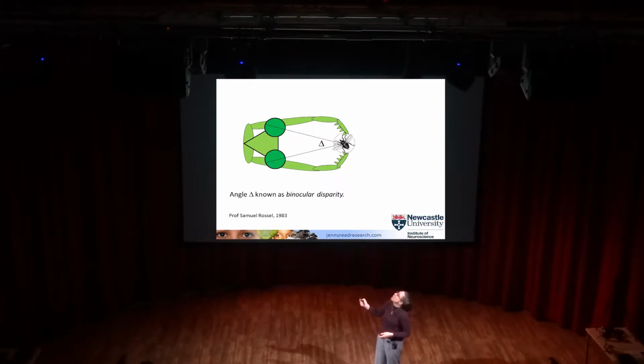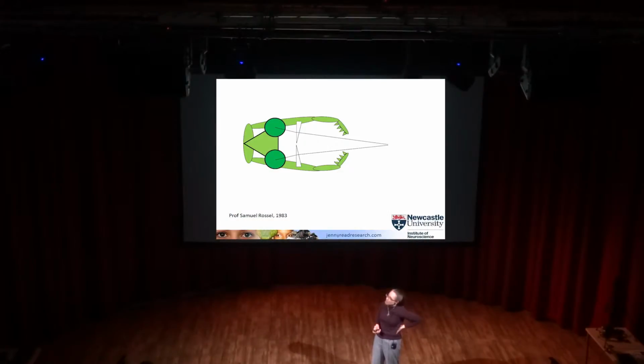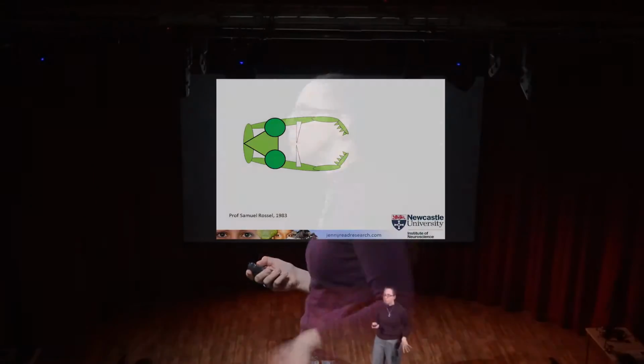So Russell had this idea that, well, maybe they're using 3D vision to do that. So they're kind of triangulating back, using the fact that they have two eyes set far apart on their head. And they know that prey is in range by measuring this angle that I've labelled delta there. How could he test this? Well, he had this fabulous idea of just putting prisms in front of the animal's eyes.